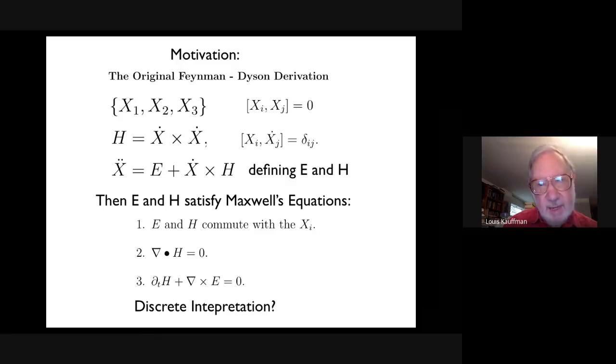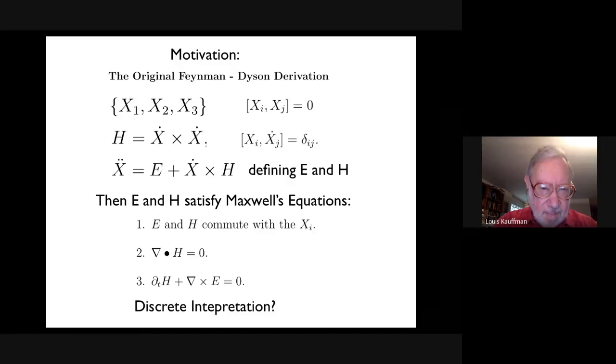And then you find with these stipulations that E and H satisfy Maxwell's equations in the sense that I've written here. What has to be understood is that derivatives are given by commutators in order to work with this world at all. And I will explain what I mean by derivatives are given by commutators as I go along, because we will be generalizing the situation. And we will generalize this derivation.